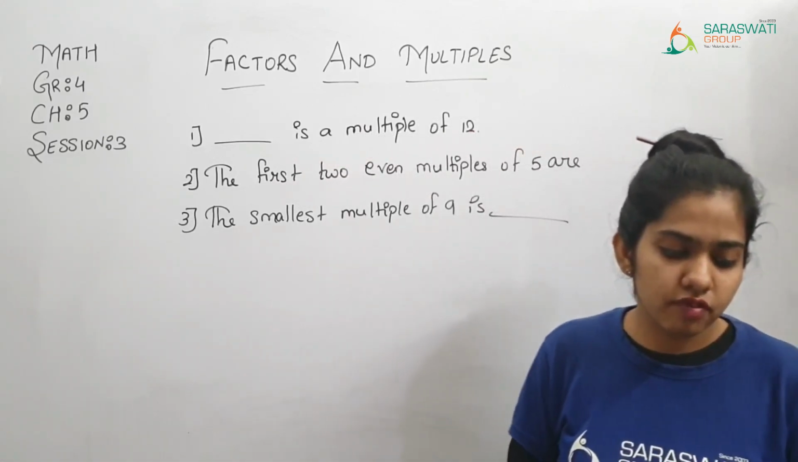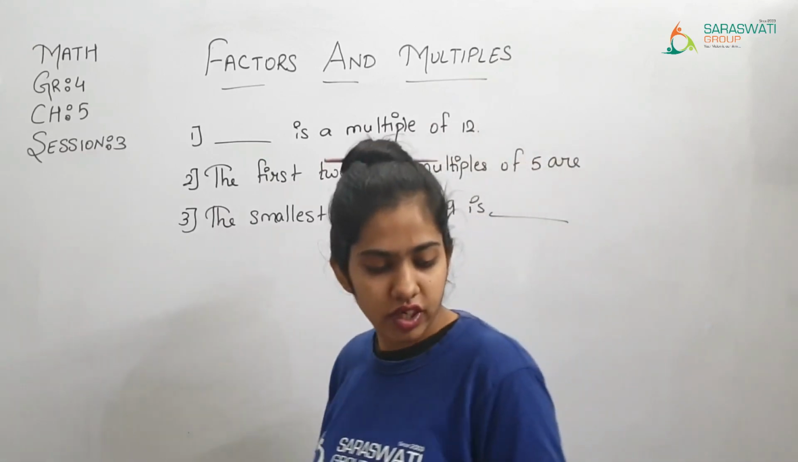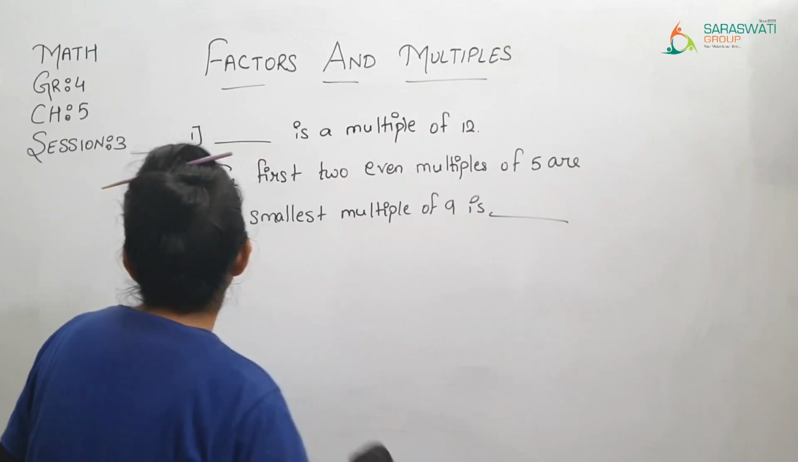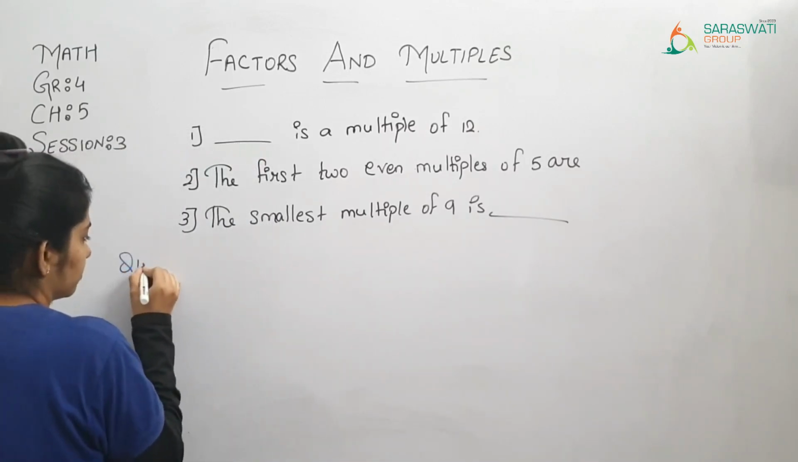Now our question number 4 is: list the first 5 even multiples of 9.